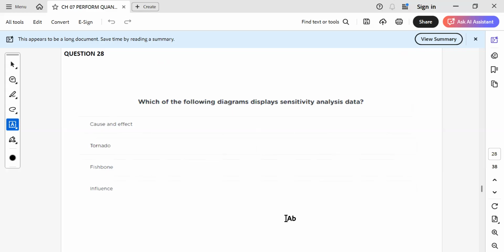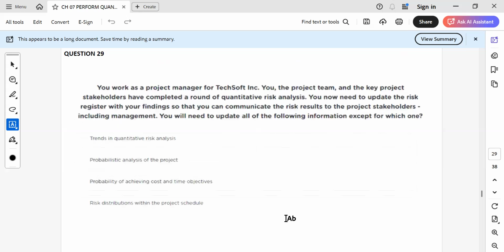Okay, next question, Arga bhai. Which of the following diagrams displays sensitivity? Tornado. Yeah, tornado diagram, correct.